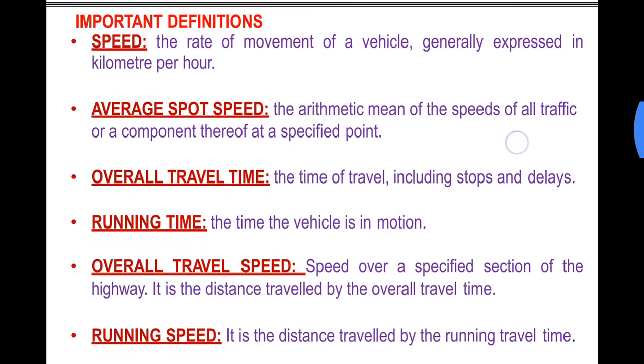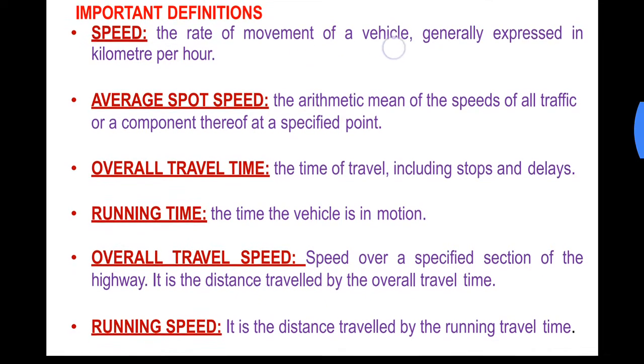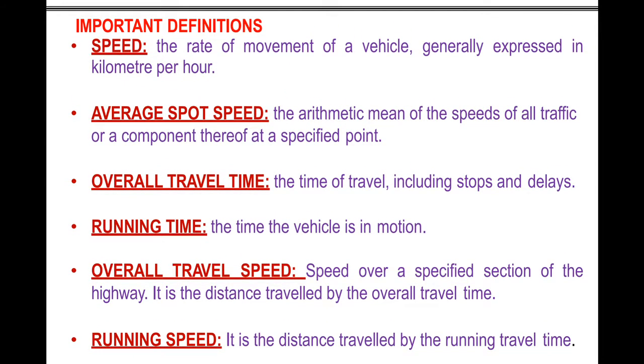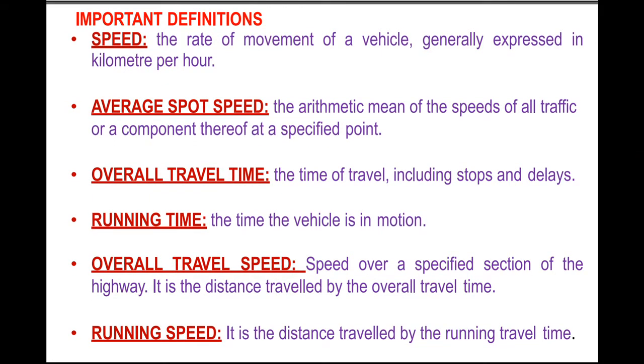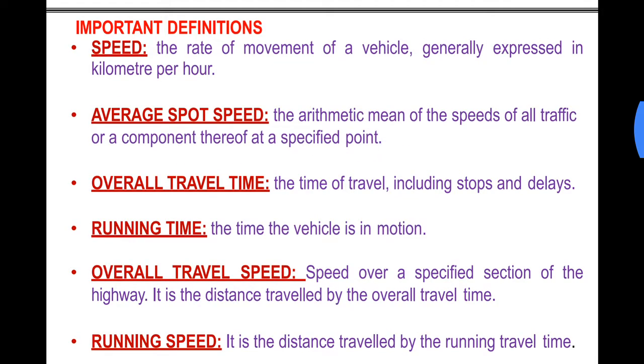Next, there are a few definitions. First one is speed. Speed is nothing but the rate of movement of a vehicle, generally expressed in kilometer per hour or kmph. Okay, it can also be expressed in meter per second. Next is average spot speed. The arithmetic mean of speeds of traffic, of all traffic, or a component thereof at a specified point. Okay.